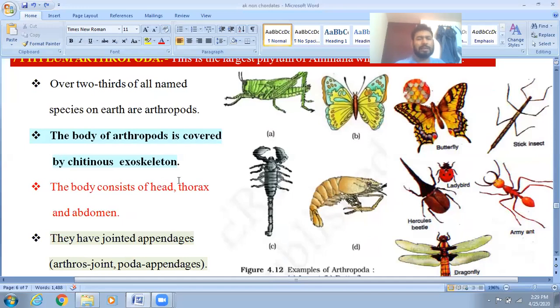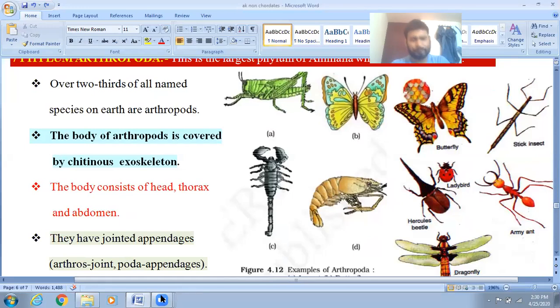If you check the connecting link between annelids and arthropods, Peripatus is considered a connecting link between annelids and arthropods. So what is a connecting link? It means they have specific characters with similarity to both. Like I'm saying, Peripatus has some characteristics of Annelida and some characteristics of Arthropoda.